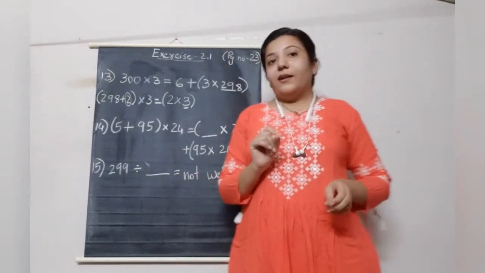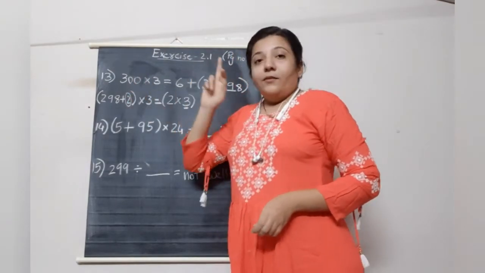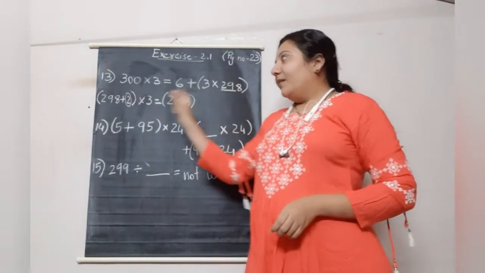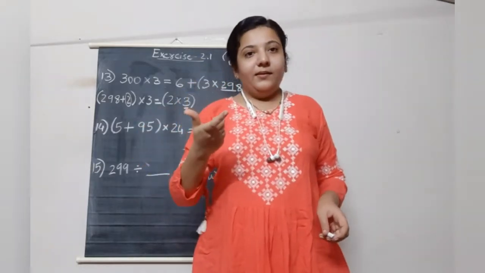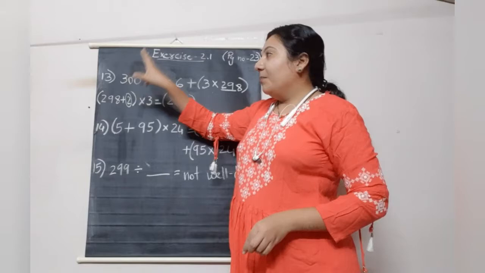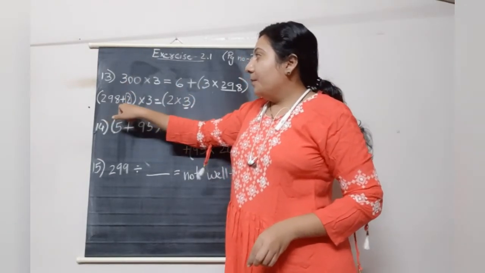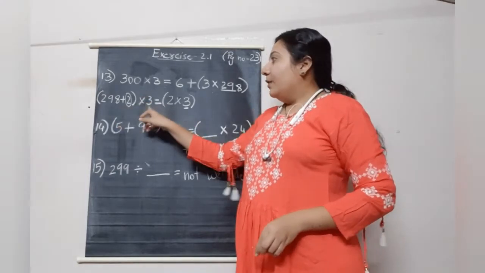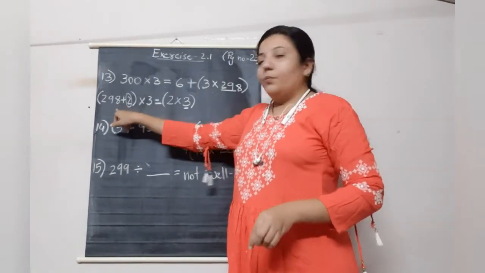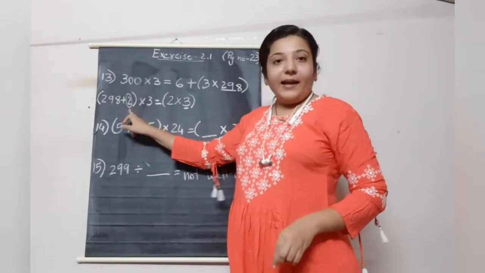See what we have done. See properly, this 300. When they are giving the bigger numbers we are rounding up, right? Here what we did is the reverse of it. So 300 we made of 2 parts, 298 plus 2. Now this 3 will be distributed to both. So 3 multiply 298 plus 3 multiply 2.